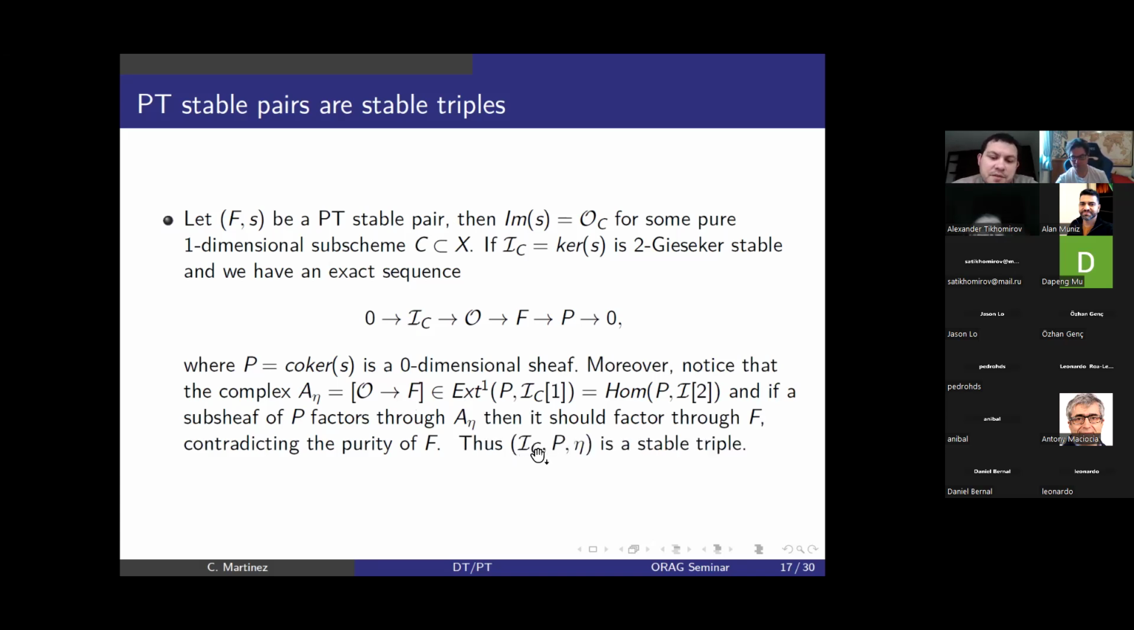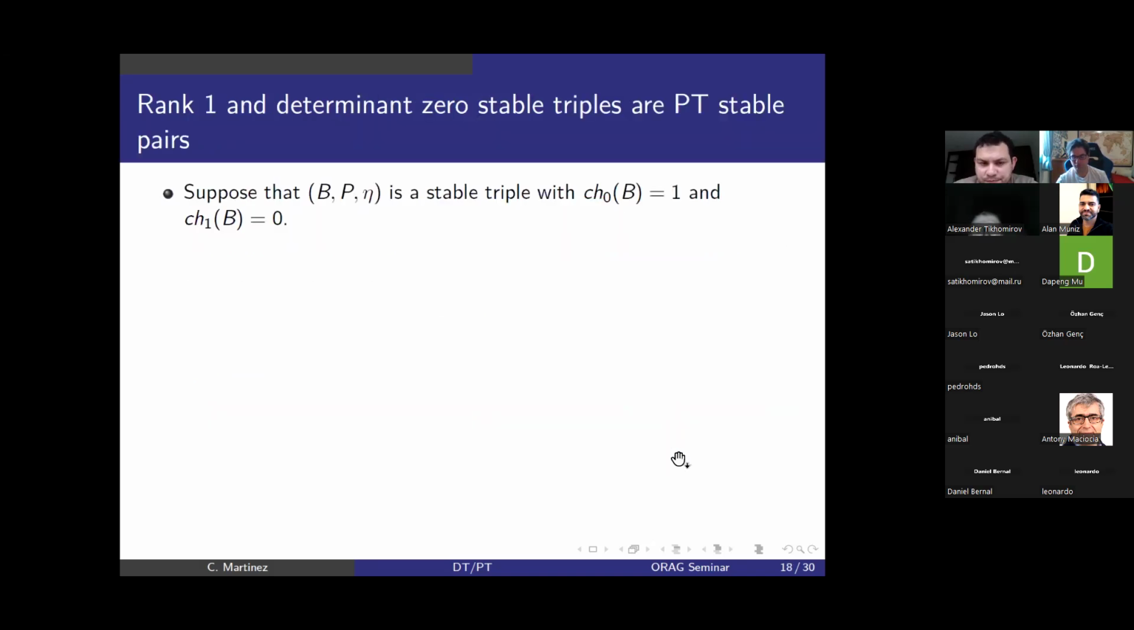Then if I take this ideal sheaf of C, this P and this eta corresponding to this complex, seen as a morphism from P to I_C shifted by 2, then this is a stable triple. And it also works in the opposite direction. If I take a rank one, determinant 0 stable triple, thinking that the Chern character of this is just the Chern character of the object A_eta that we defined. So if I take a stable triple, because P is zero-dimensional, it doesn't affect the Chern character except ch_3. Then saying that it has rank 1 means that ch_0 of B is 1, and ch_1 of B is 0 means 0 determinant.